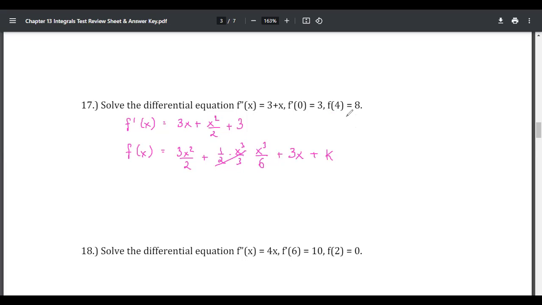Just add this up together. All right, so now this is f of 4 equals 8. So we'll do 8 equals 3 times 4 squared over 2 plus 1/6 times 4 cubed over 3 plus 3 times 4 plus c. So simplify it very carefully and then tell me what k you get.